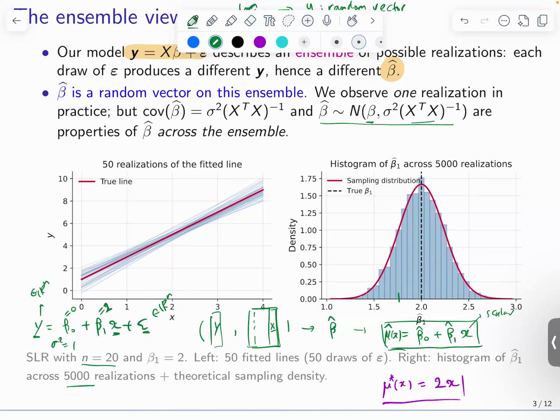Does this make sense? So statisticians don't care about a single realization, a single value of beta hat. They care about this ensemble. They care about the distribution. They care about the variation. They care about the variance and so on. That's the statistical view.